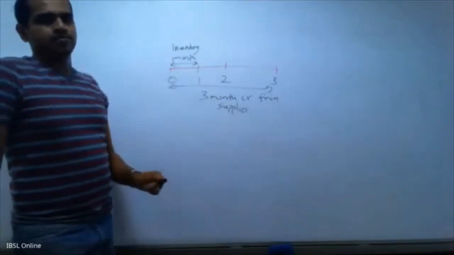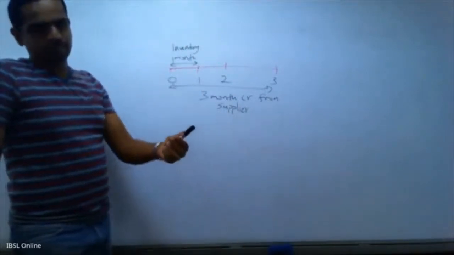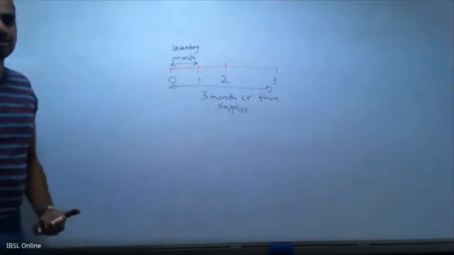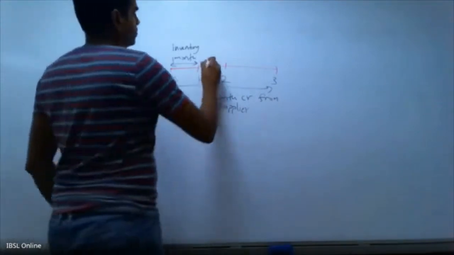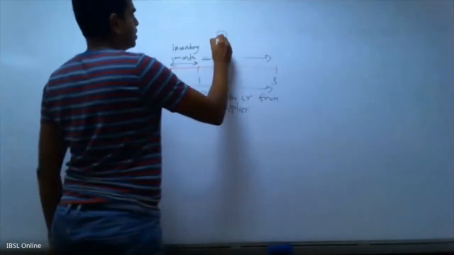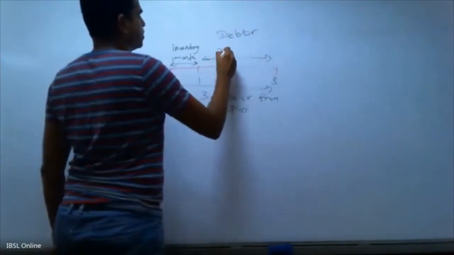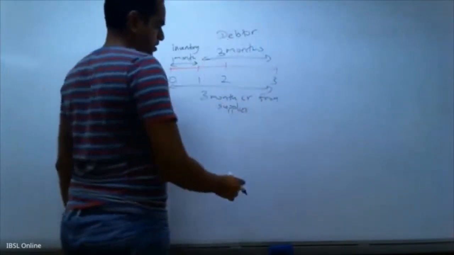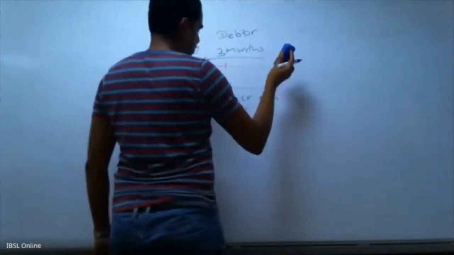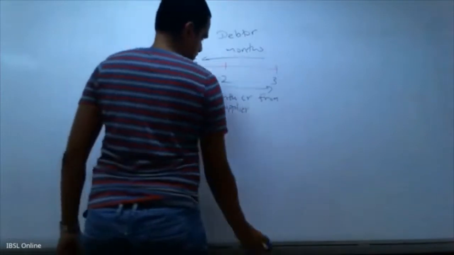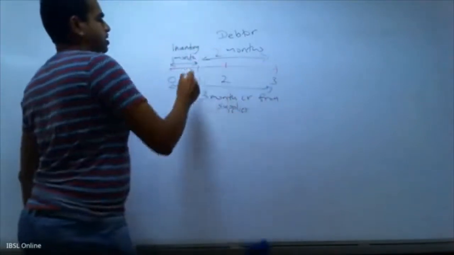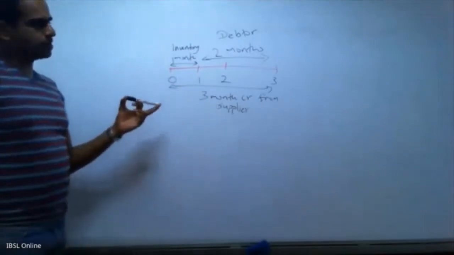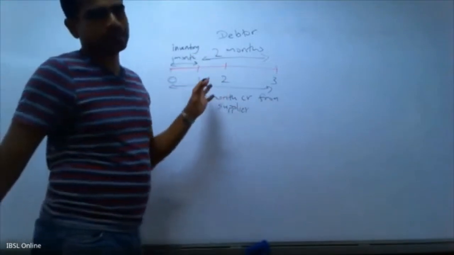After 1 month, you sell it to a buyer, and maybe you sell it to IBSL. IBSL purchases from you on, let's start with 2 months credit. So you have a debtor who will settle you in 2 months. You hold on to inventory, take 1 month to complete the product, and then you sell it on 2 months credit.